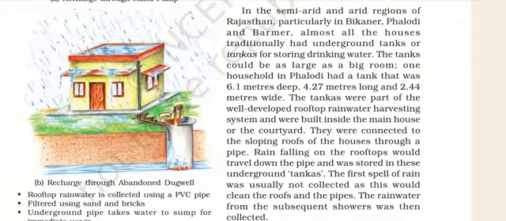The tankas were part of the well-developed rooftop rainwater harvesting system and were built inside the main house or the courtyard. They were connected to the sloping roofs of the houses through a pipe. Rain falling on the rooftops would travel down the pipe and was stored in these underground tankas. The first spell of rain was usually not collected, as this would clean the roofs and pipes. The rainwater from the subsequent showers was then collected.